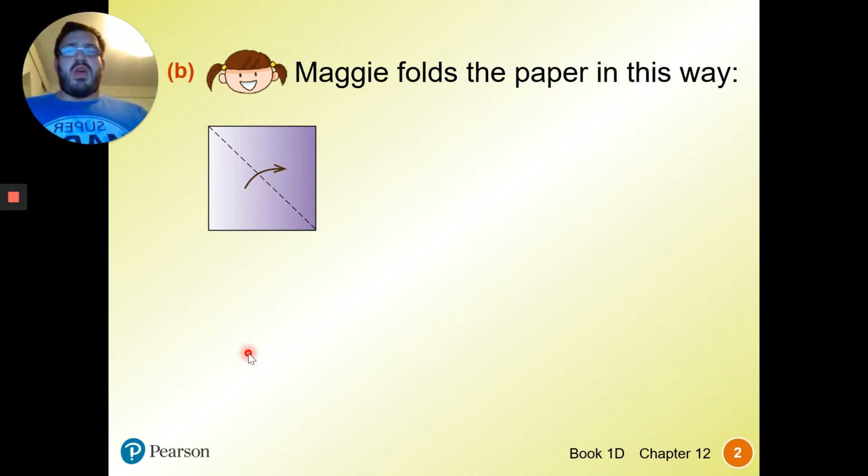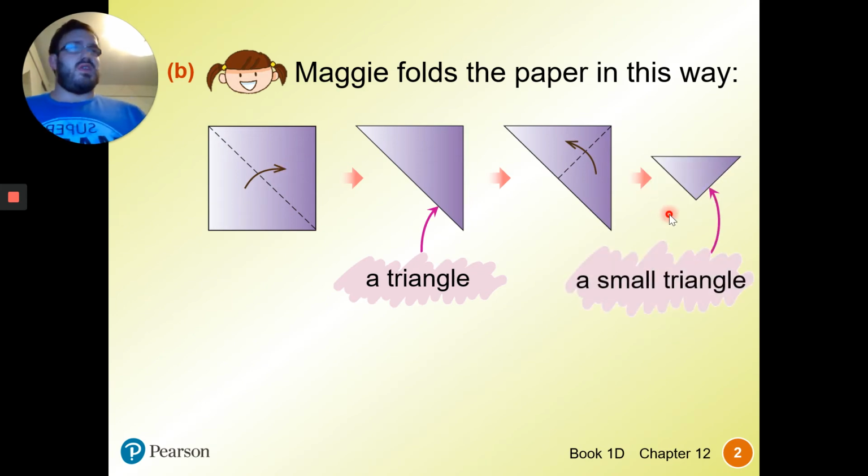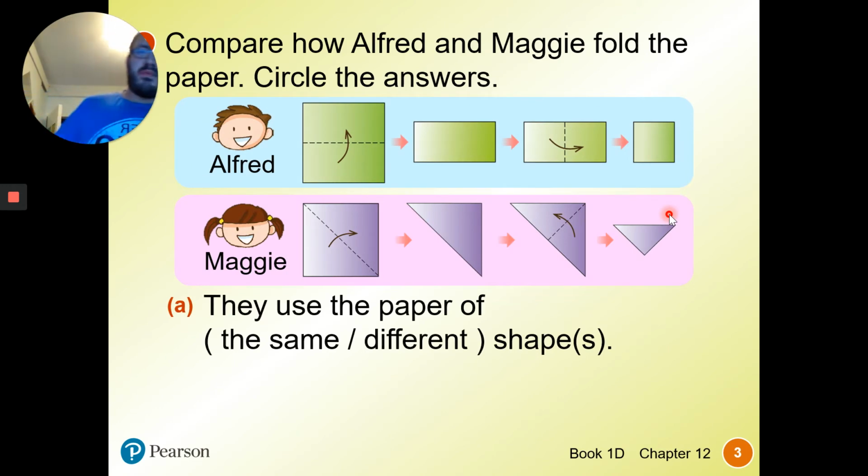Maggie folds this paper in a slightly different way. So she folds it into a triangle, and then she folds it into another triangle. So she's got now a small triangle, 4 smaller triangles. So we can see that we've got a comparison between Alfred and Maggie's shapes.